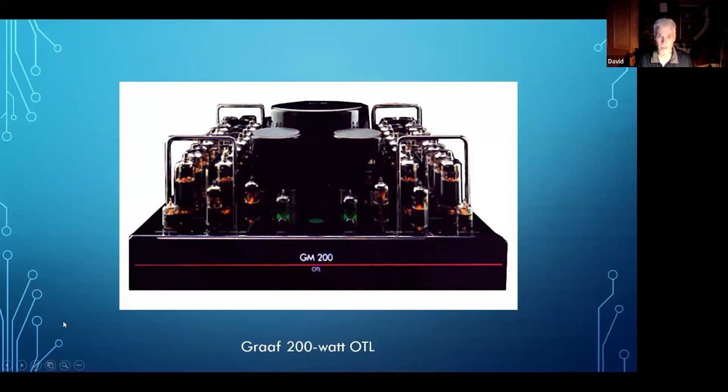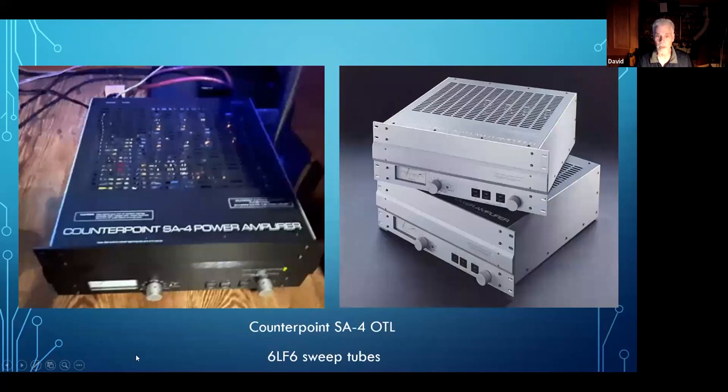Graph, I'm not sure what tube they used. It looks like they have plate caps, so this is probably a TV sweep tube as well. But for a 200-watt amplifier, you can see there are a lot of tubes. This looks like a stereo amplifier, but nonetheless, there are a lot of tubes to get 200 watts. One of the better earlier players was Counterpoint. They used TV sweep tubes, a 6LF6.